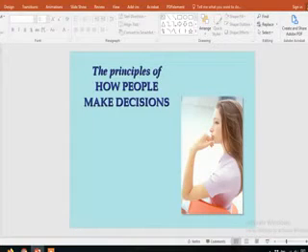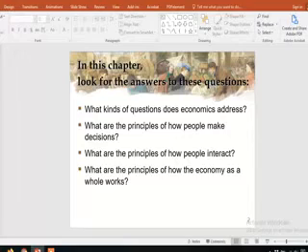Here, these are the principles, and under these principles, basically, we will look at three things that are also discussed in this slide. What are the principles of how people make decisions, first. Second, how people interact, and third, how the market as a whole works. Basic three things here. At first, we are going to discuss how people make decisions.